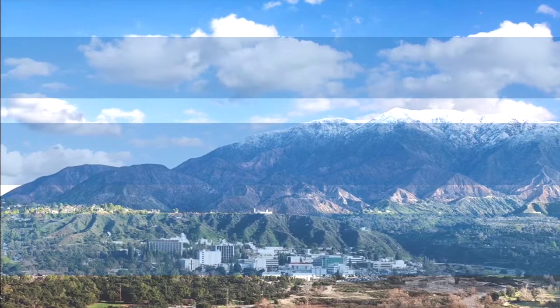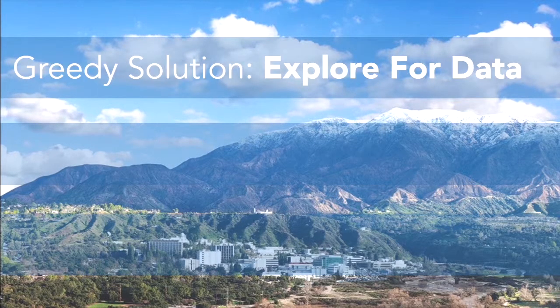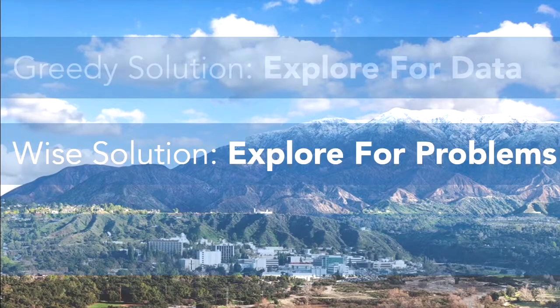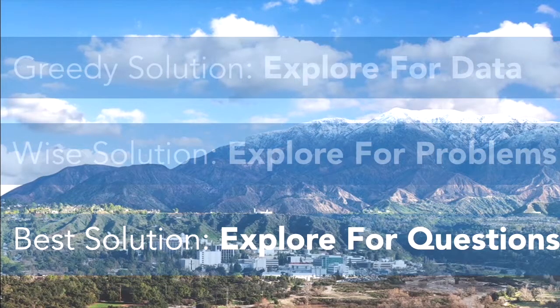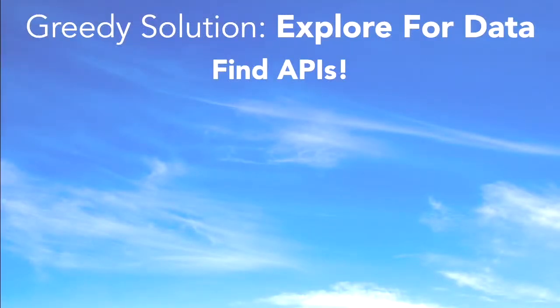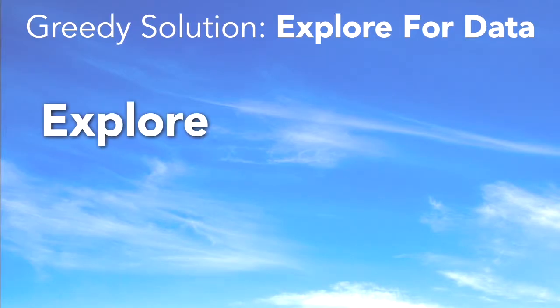Well, I'm going to look at 3 simple approaches that we found fairly successful. There's this greedy solution of exploring for more data. There's this wise solution that I think everyone's given us this tip, well, it's not the data, it's the problem. And this last solution we'll look at is exploring for questions, a little bit different. Now, to this first approach, exploring for data, ideally, we would love to have APIs already accessible, but in some cases, we just don't have that. So to find the data that's all around us, we might explore for it.